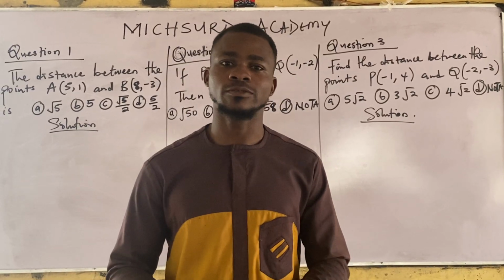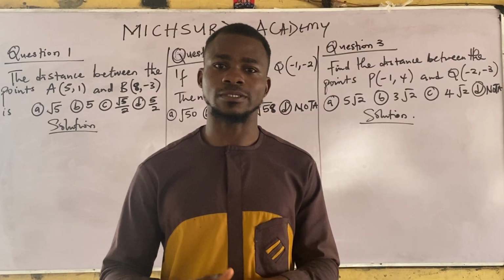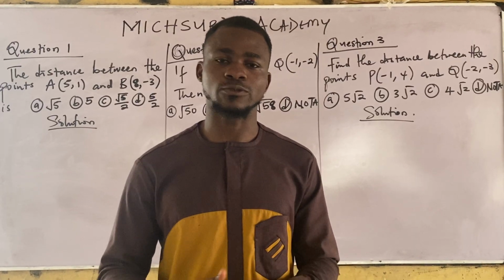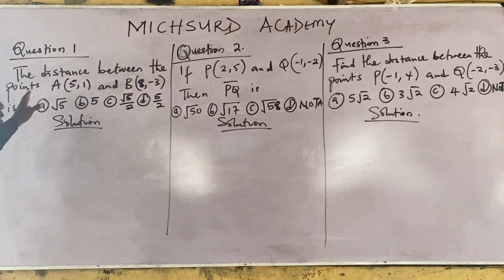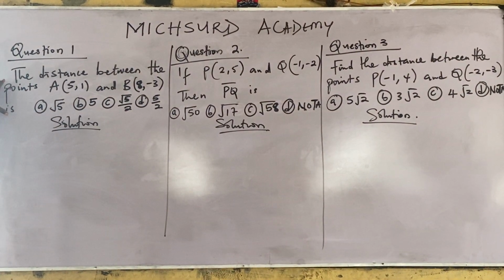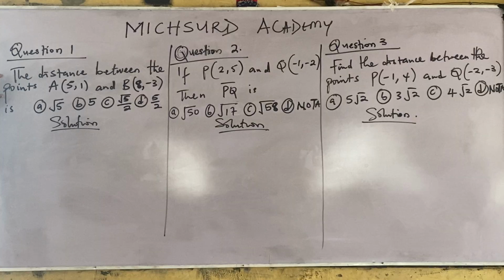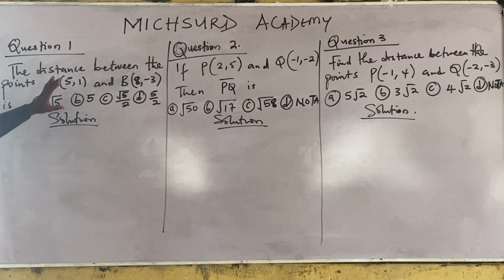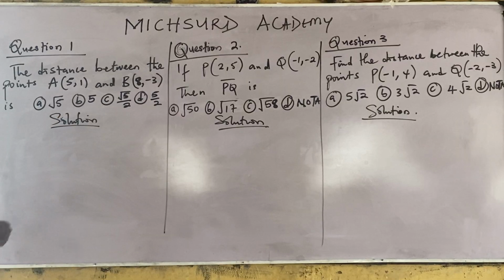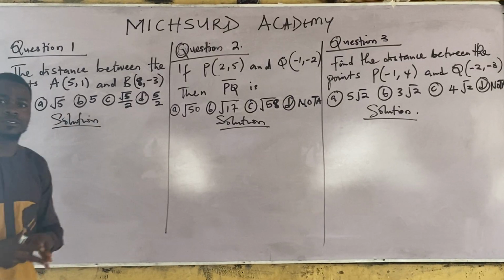So today we are going to be looking at questions on distance concerning 2 points. Here we have 3 questions, so we'll start with the first one. The distance between the points A and B is dash. We have options A, B, C and D, so let's look at the one that is the correct option.